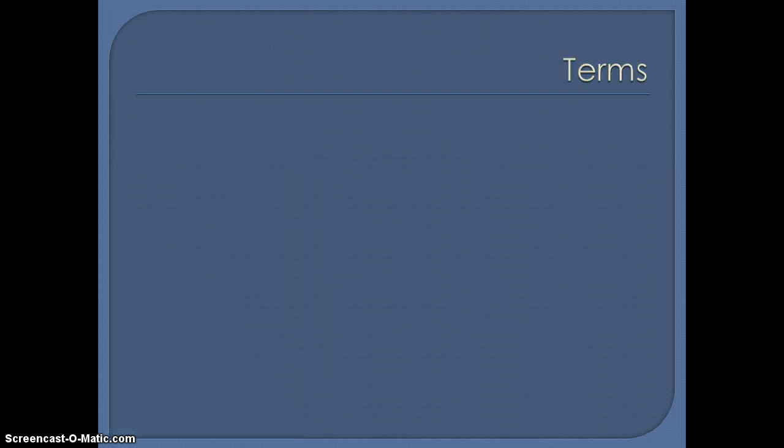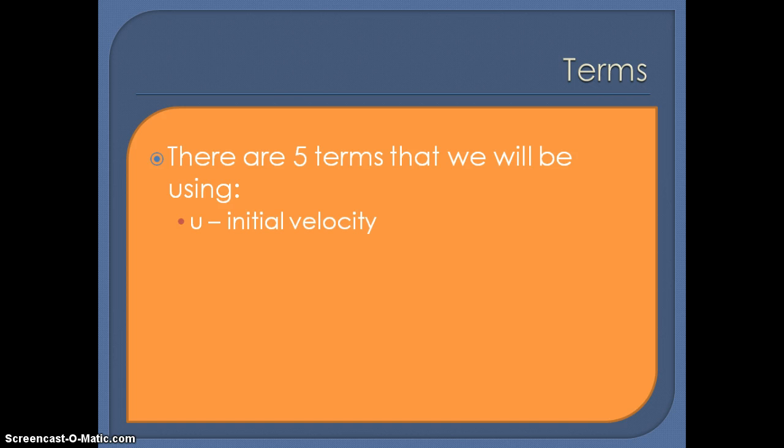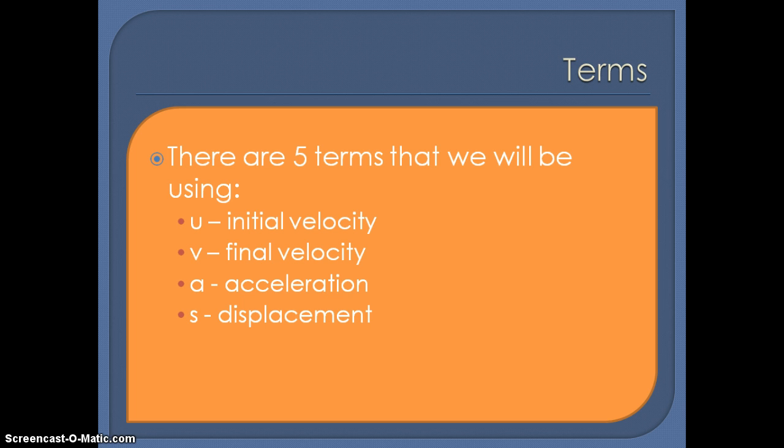Before we get started with the equations, we need to make sure everyone's happy with the terms and the abbreviations used. So there are 5 things that we need to know. U stands for initial velocity, V stands for final velocity, A stands for acceleration, S we use for displacement, and T stands for time.